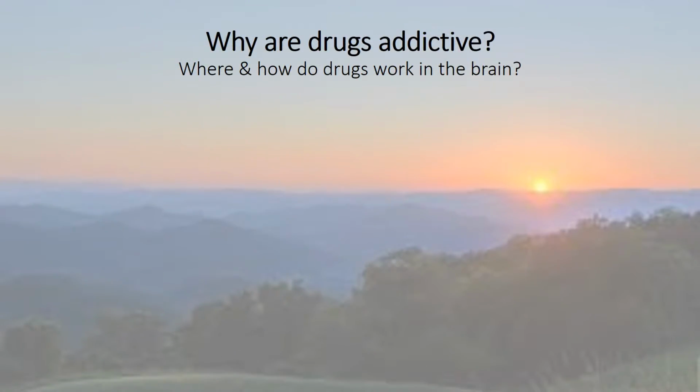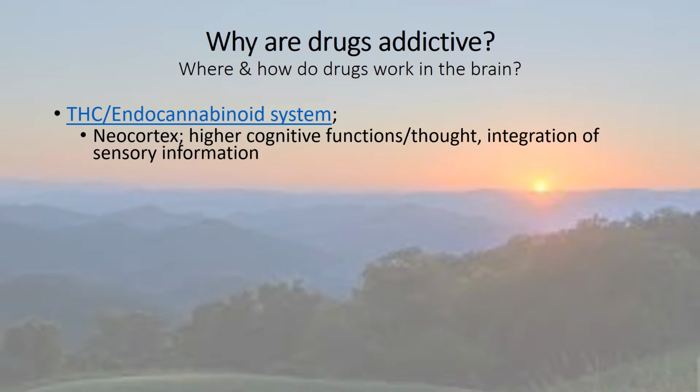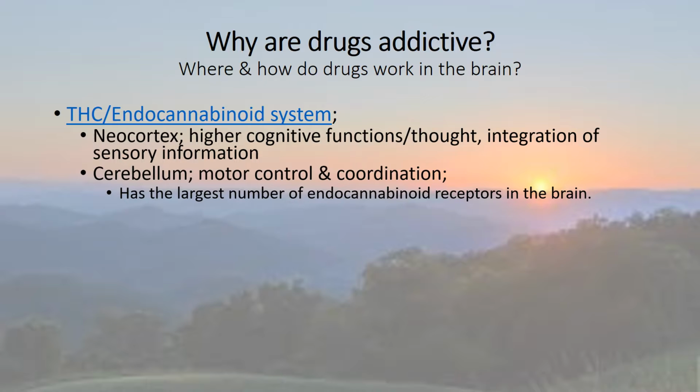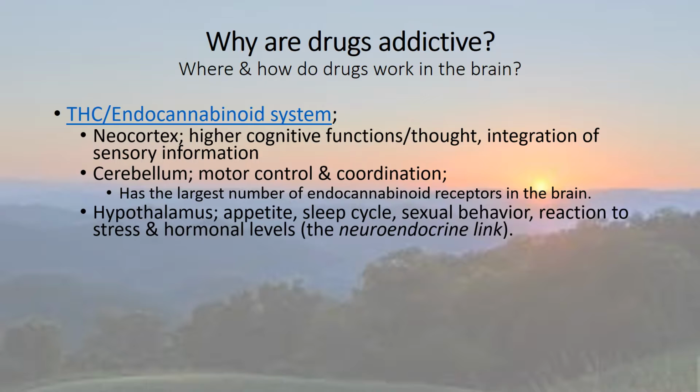Cannabinoid system. And the neocortex, the higher cognitive functions of thought, integration of sensory and information. In the cerebellum, it's involved with motor control and coordination. This is where the largest number of endocannabinoid receptors are located in the brain. There are also receptors in the hypothalamus, where it's involved with regulation of appetite, sleep cycle, sexual behavior, reaction to stress, and hormonal levels, the neuroendocrine link.